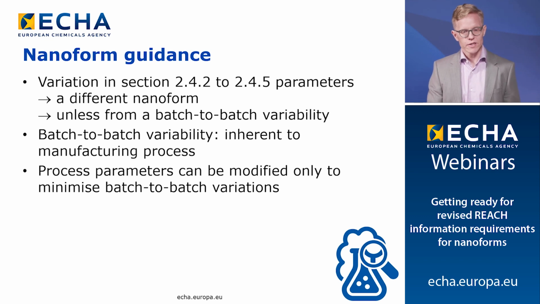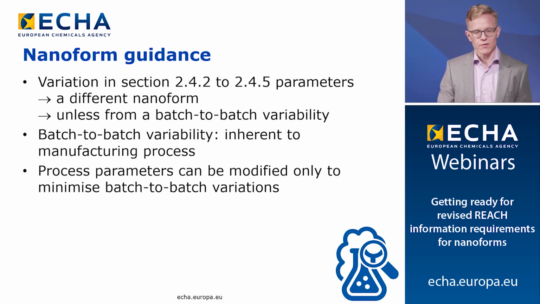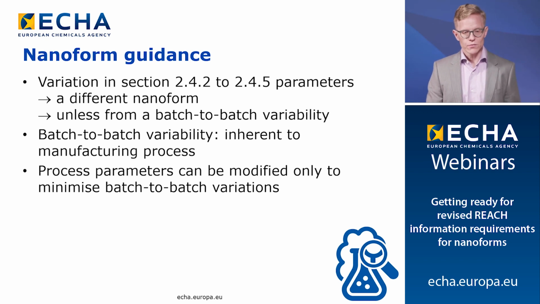As none of the characterization parameters of a nanoform can in practice have a single numerical value, the guidance further defines that for a nanoform, the variation in the characterization parameters can be due to the batch-to-batch variability inherent to a manufacturing process with certain process parameters. From this follows that the process parameters to produce a nanoform can be modified only to minimize the batch-to-batch variability.